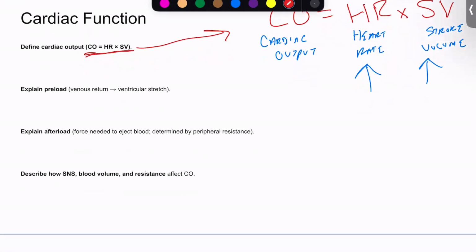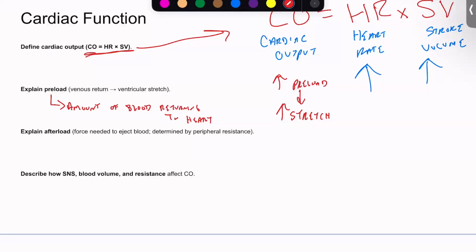So explain preload. So preload is the amount of blood that is returning to our heart. So preload is the amount of volume, blood volume returning to our heart. And so this determines our ventricular stretch. And the more stretch that we have, so if we have a stronger stretch due to increased preload, so increased preload leads to increased stretch. This leads to increased contractility.